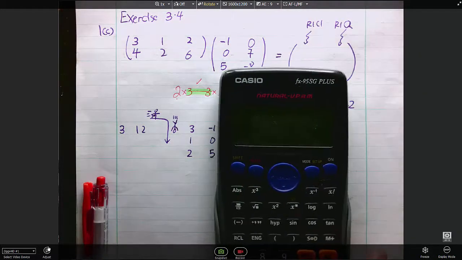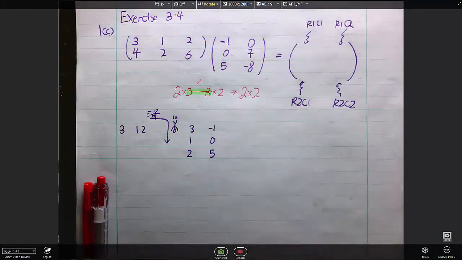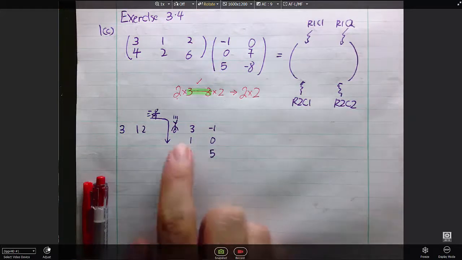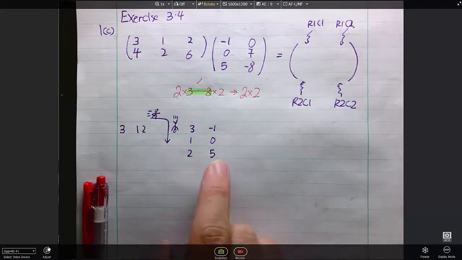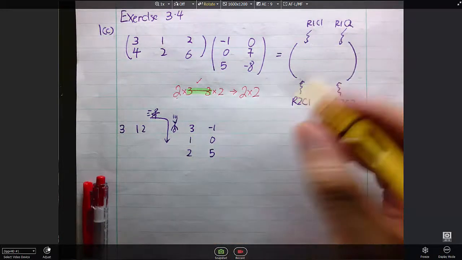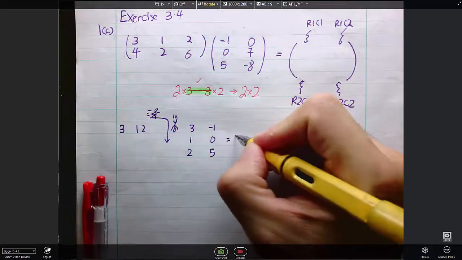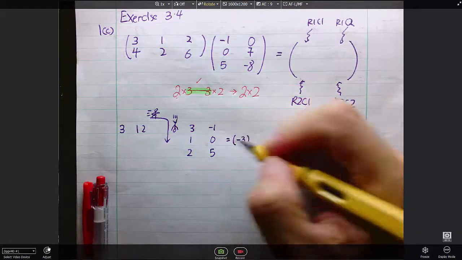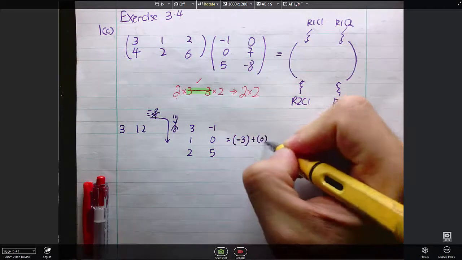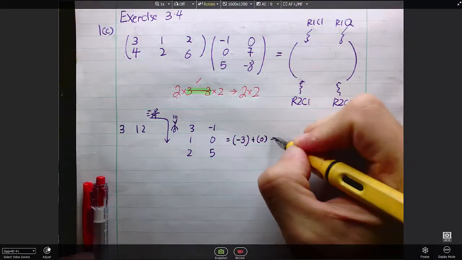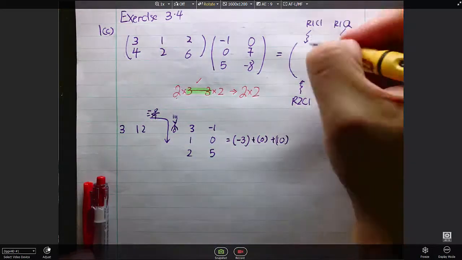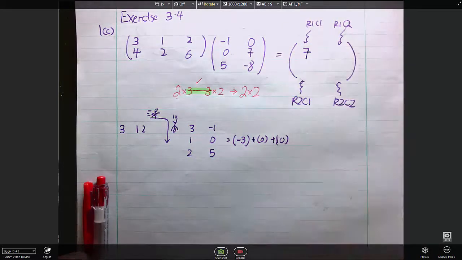What happens here is we take 3 times negative 1, 1 times 0, and 2 times 5. So in order to get row 1, column 1, 3 times negative 1 is negative 3, 1 times 0 is 0, and 2 times 5 is 10, and we add them. So row 1, column 1 becomes 7.